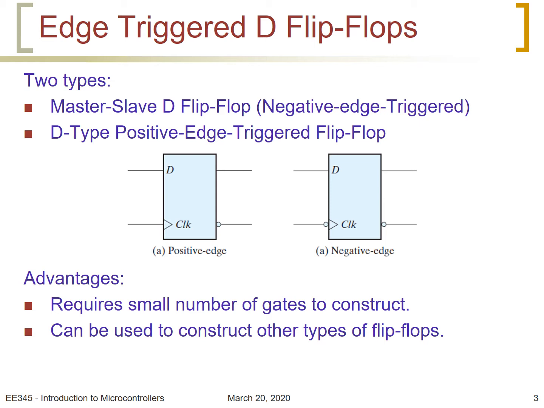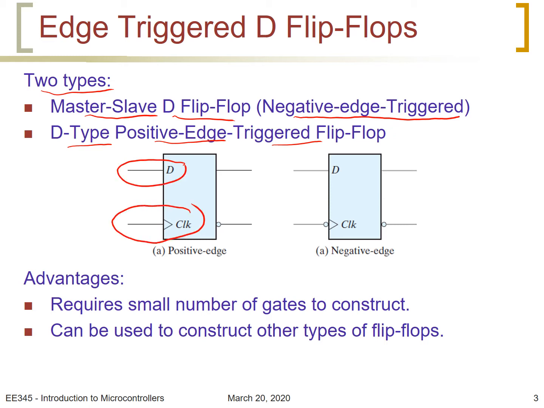We also described the negative edge triggered, and to put both of them together now, we have the two types: the master-slave D flip-flop, which is negative edge triggered, and the D-type positive edge-triggered flip-flop. We draw them as a block diagram as we can see here. We have two inputs, one for the data, which is D, and the other is the clock. And for positive edge triggered, this is how it looks. And of course, we have two outputs, one normal and one complemented, even if we don't write them.